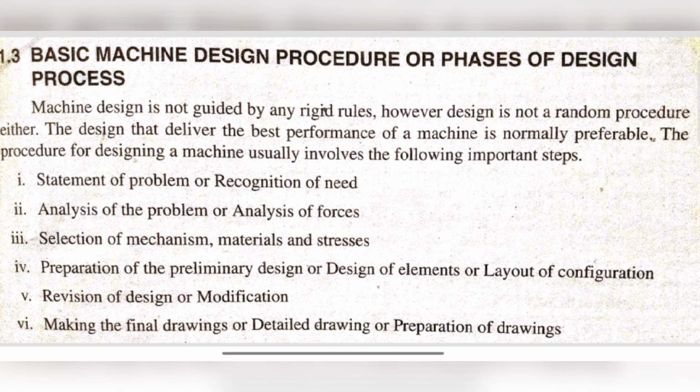Fourth one, preparation of the preliminary design, or design of layout or configuration. Fifth one, revision of the design or modification. Sixth one, making a final drawing, or detailed drawing, or preparation of drawings. These are the machine design procedure, or phases of the design process.